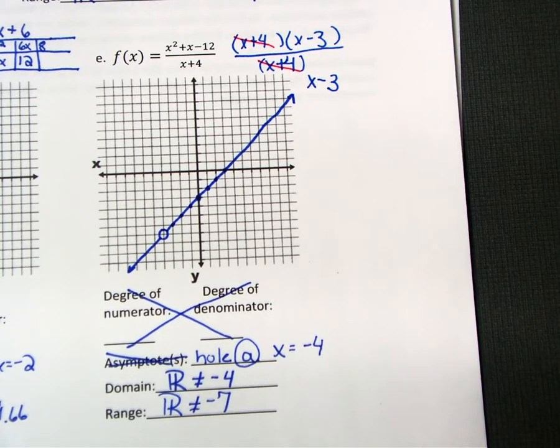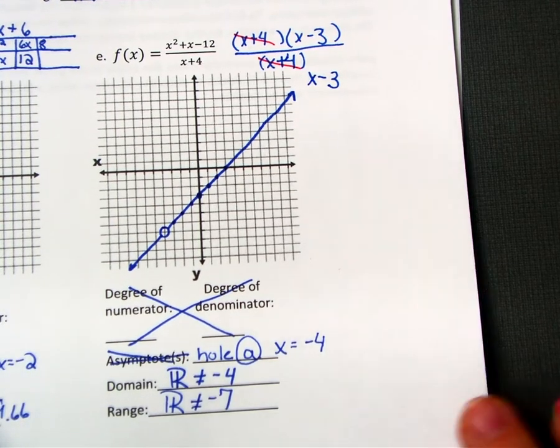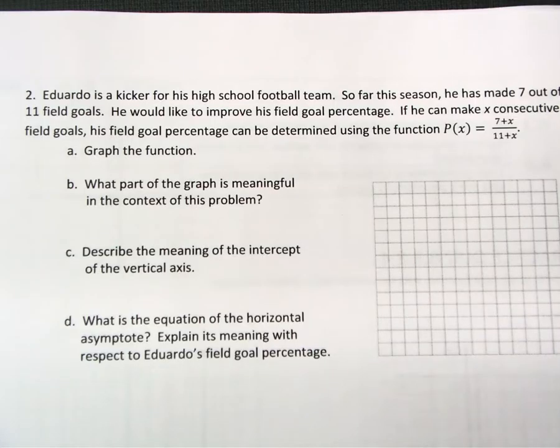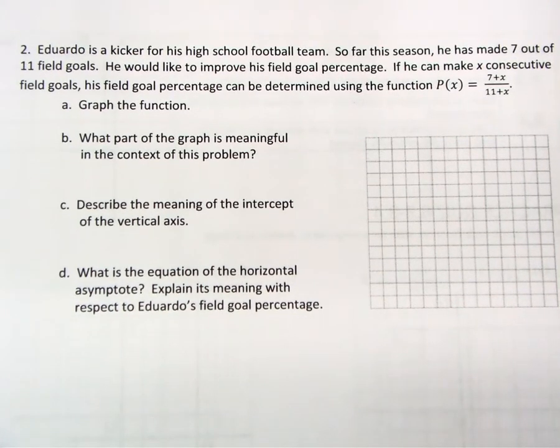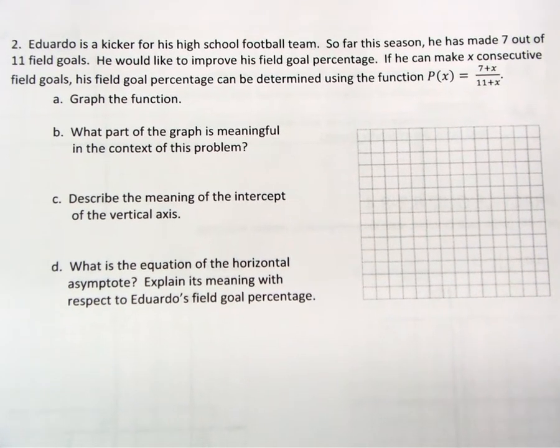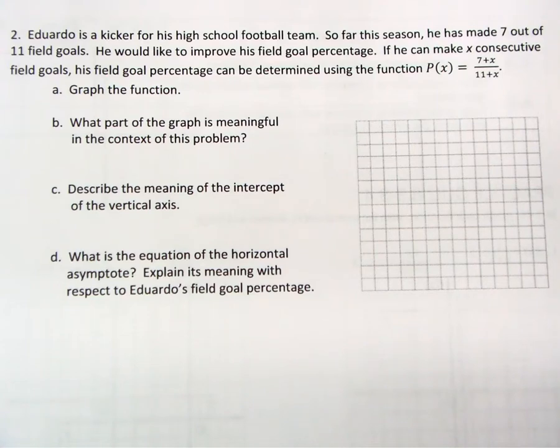All right, we have a word problem to work through now. Eduardo is a kicker for his high school football team. And so far this season, he has made 7 out of 11 field goals. He would like to improve his field goal percentage. If he can make X consecutive field goals, his field goal percentage would be determined by this graph.